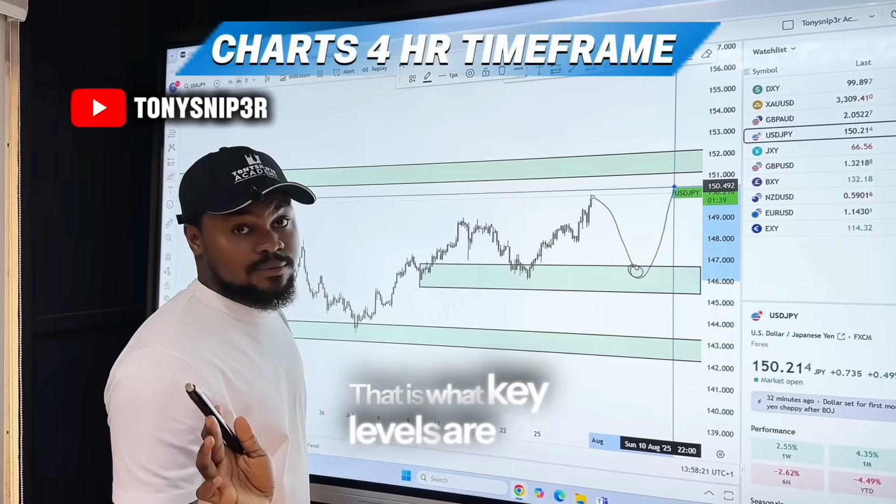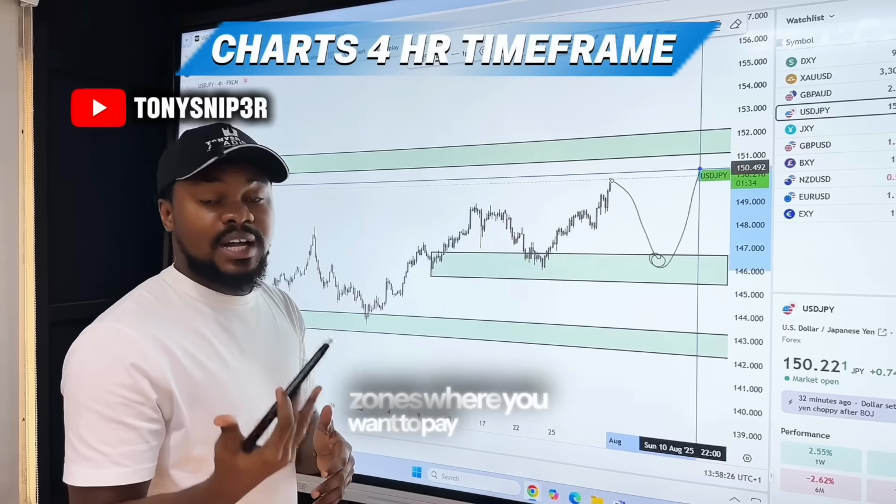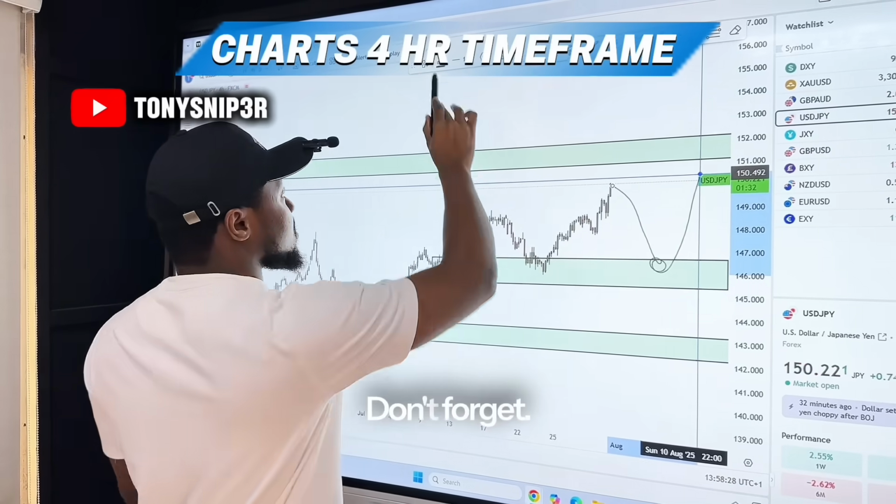That is what key levels are for, to give you directions or zones where you want to pay attention to what would happen next. Don't forget.